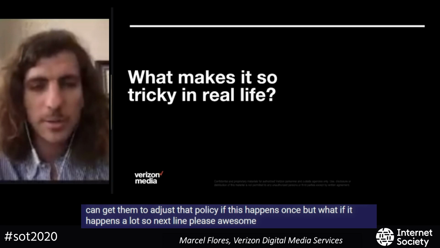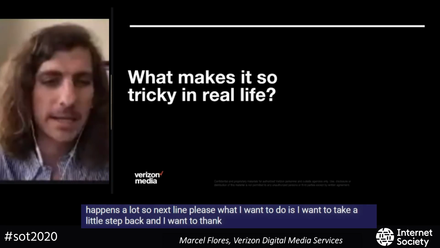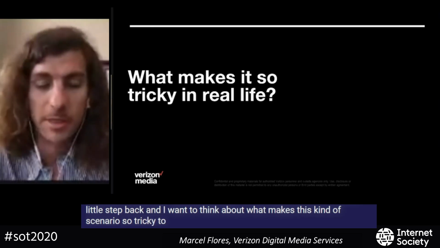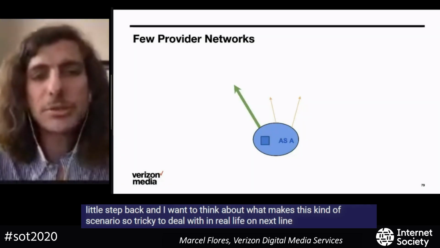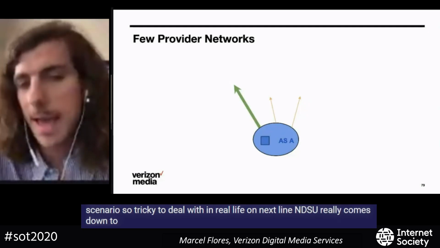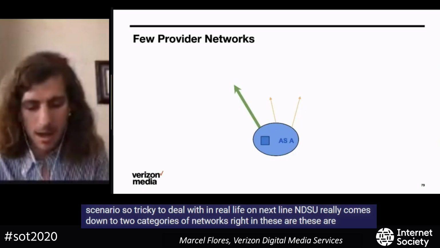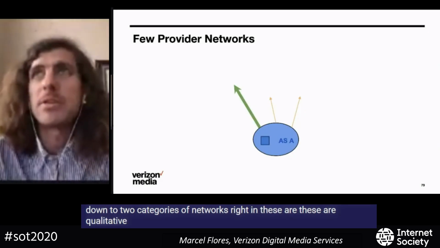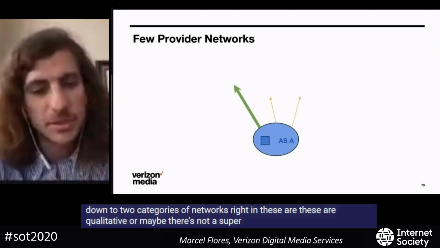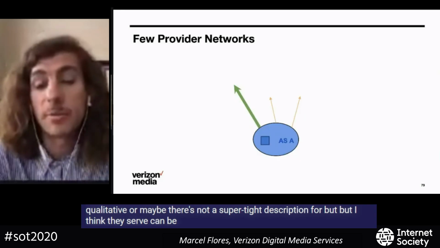So what I want to do is take a little step back, and think about what makes this kind of scenario so tricky to deal with in real life. Next slide, please. And the issue really comes down to 2 categories of networks. These are a very qualitative feature, maybe there's not a super tight description for, but I think they convey the nature of the problem well.